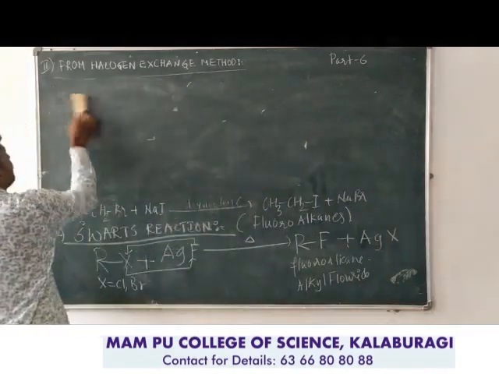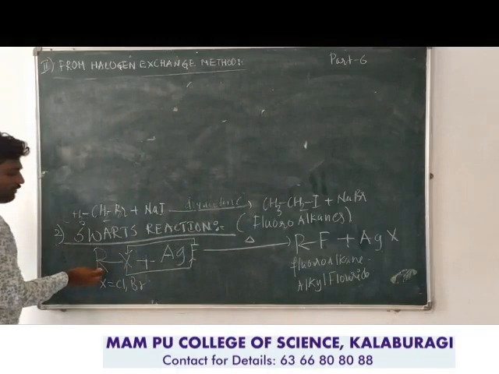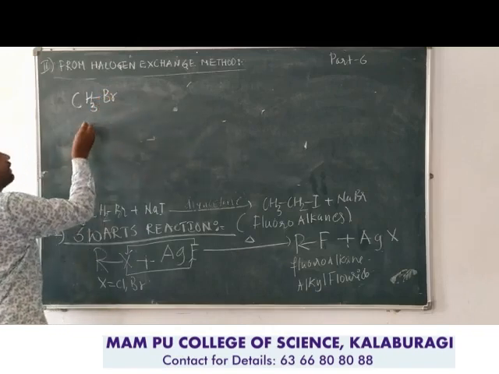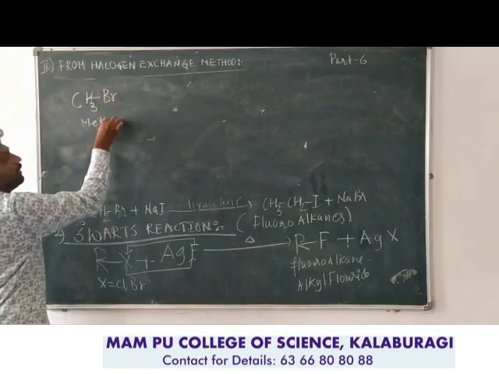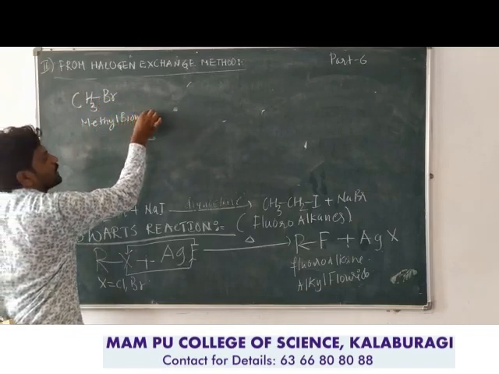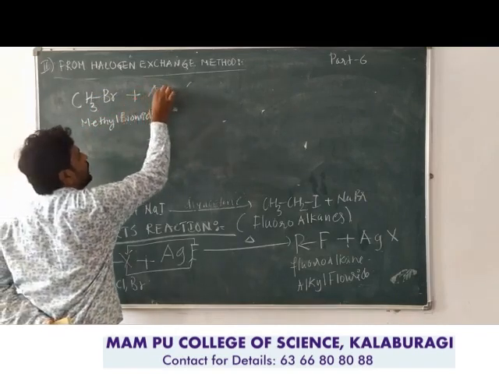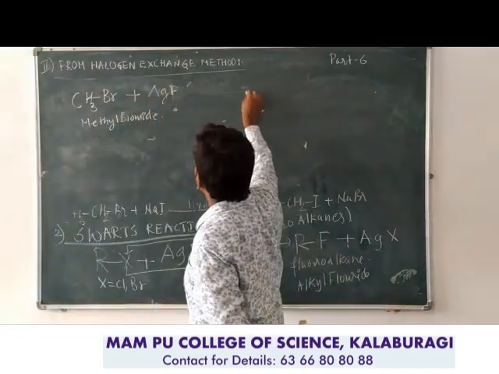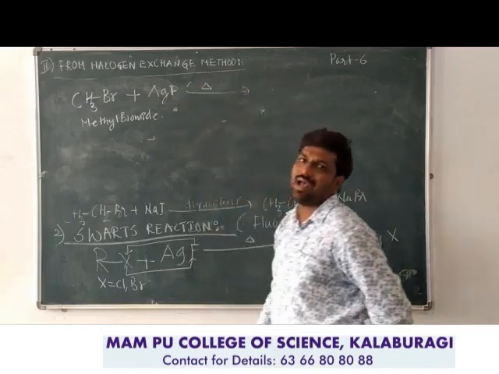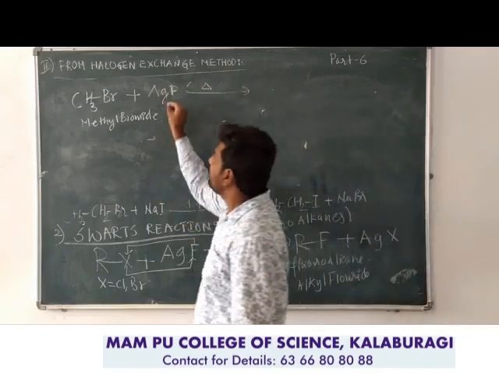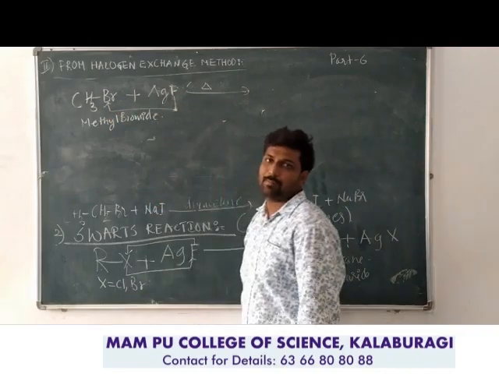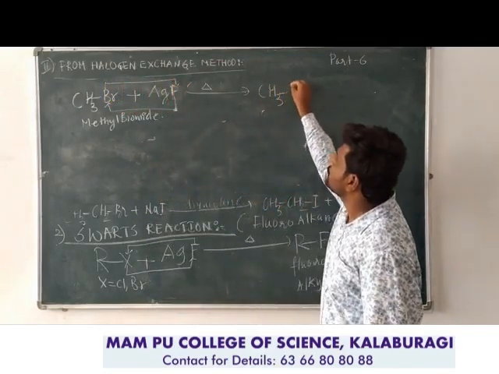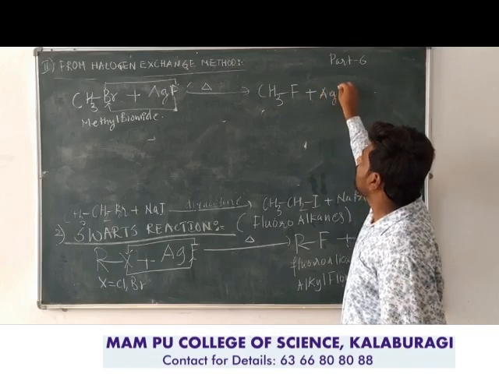I hope you understood the Swarts reaction. I will take an example. If R is CH3, I will take methyl bromide. Methyl bromide reacts with silver fluoride, and after heating it undergoes halogen exchange. That is, fluorine comes to the alkyl part and bromine replaces the fluorine. I am getting CH3F plus AgBr.